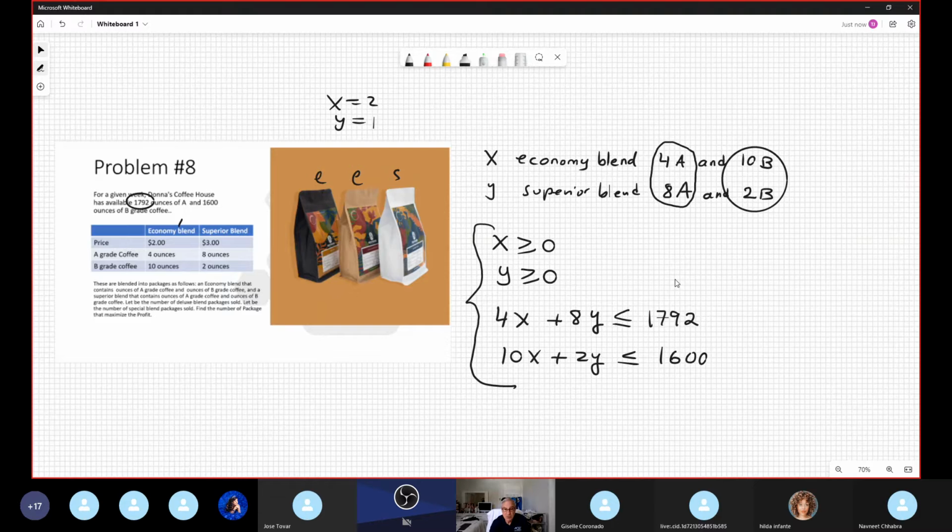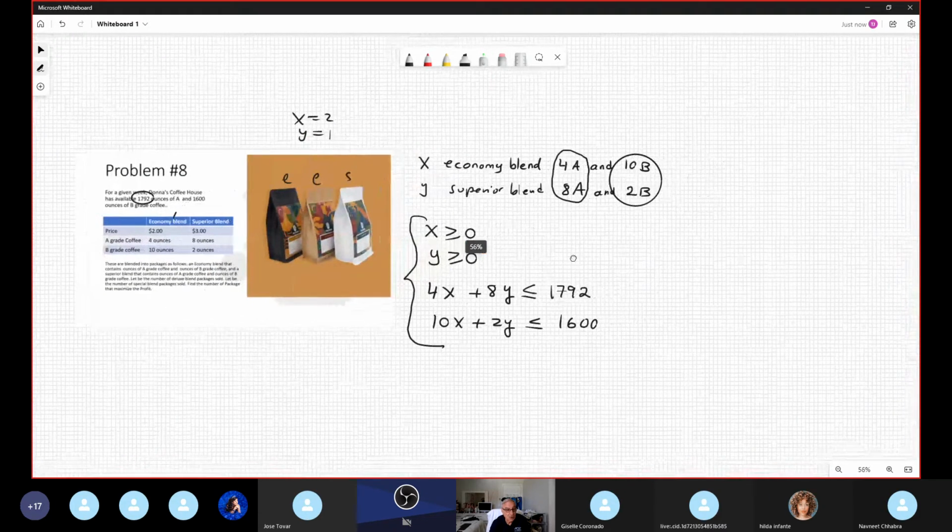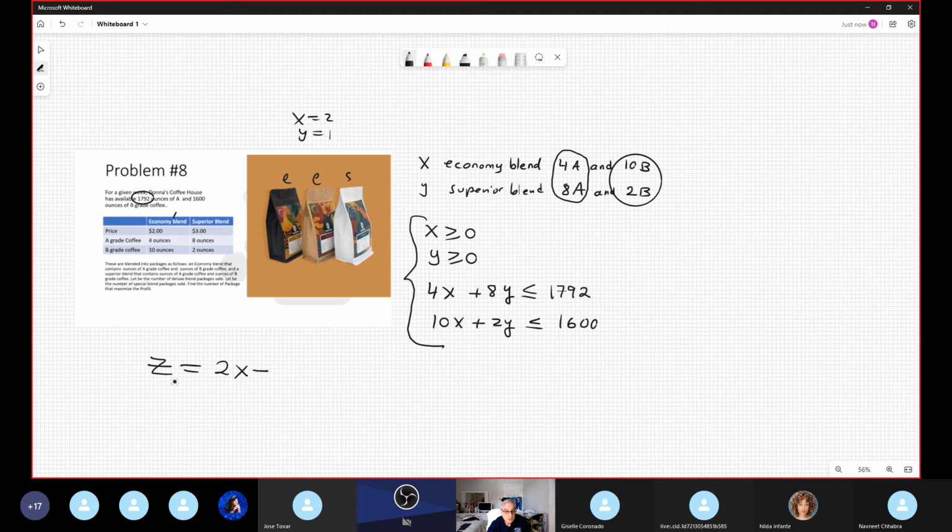And what is the objective function that I need to maximize? The money. The money is Z, the letter that we're using for the objective function, equal to the price. When you sell one pack of economic, you get $2, no? So 2x plus 3y. Okay, and this together is the pieces that we need for solving our linear programming problem.